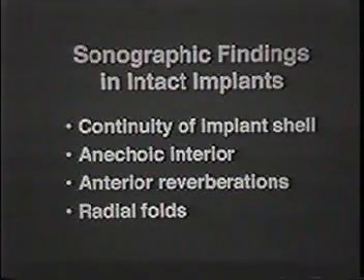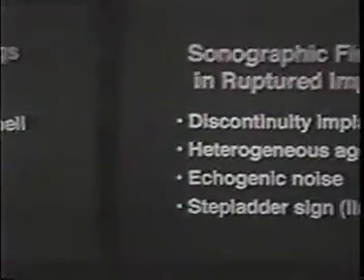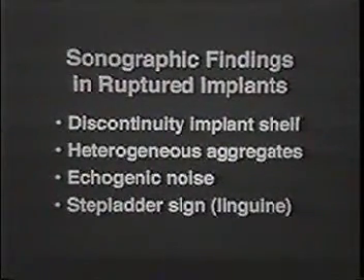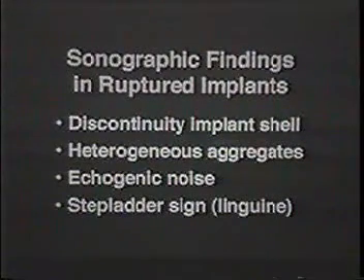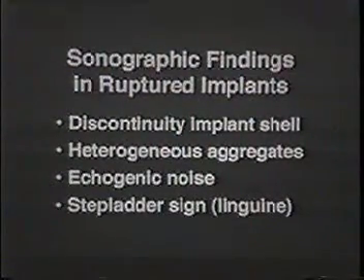And may show radial folds, which is folds in the implant shell that show up on the imaging study. On the other hand, a ruptured implant will often show discontinuity of the implant shell, according to the literature. May have heterogeneous aggregates of echoes within the implant rather than an anechoic interior. It may show echogenic noise, which means there's a disruption in the normal echogenic pattern. Or it may show what we call a linguini sign or stepladder sign, which is a floating membrane within the implant.